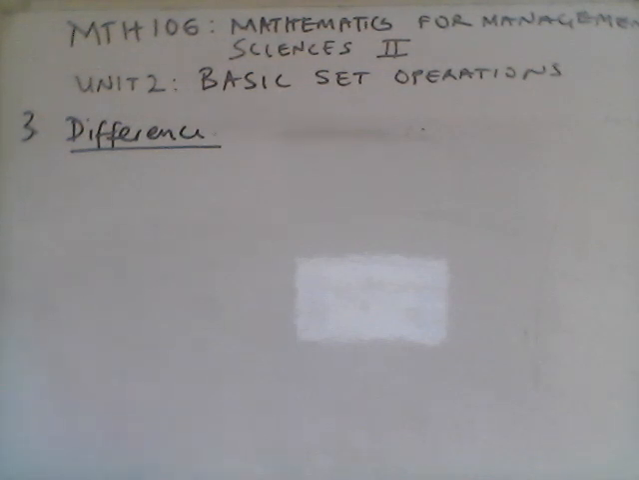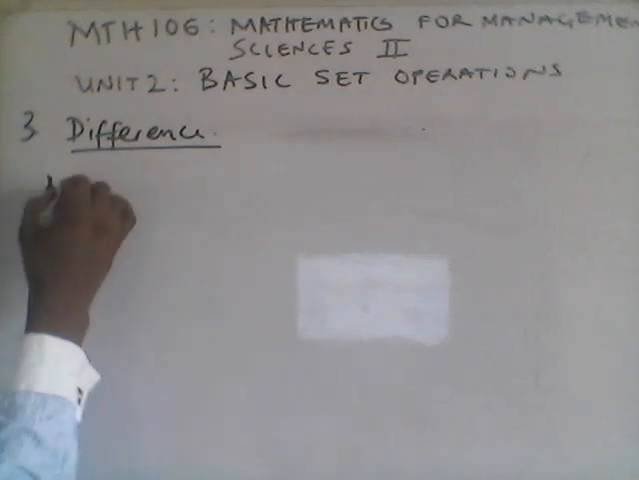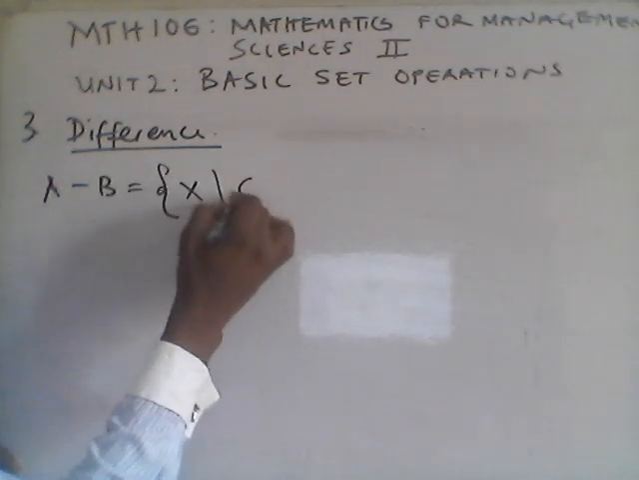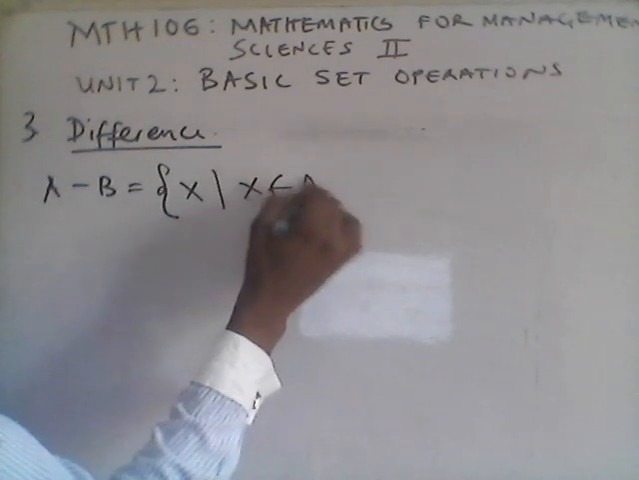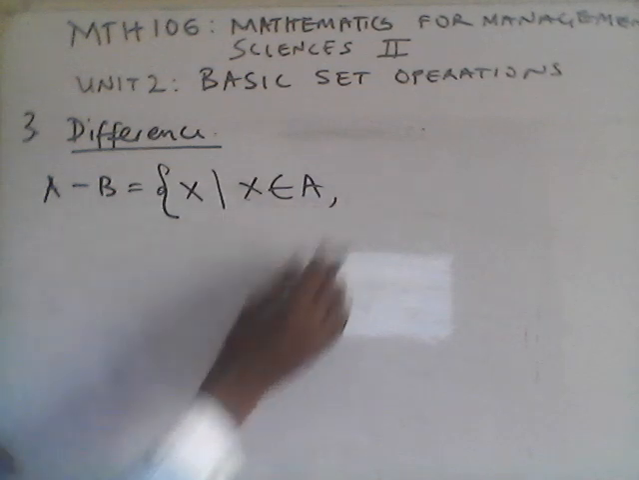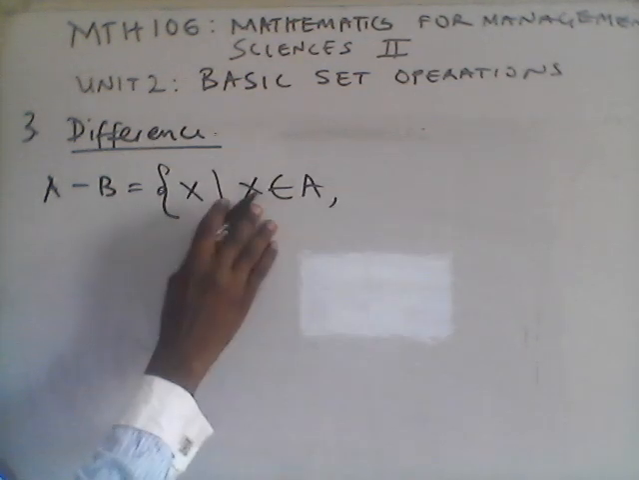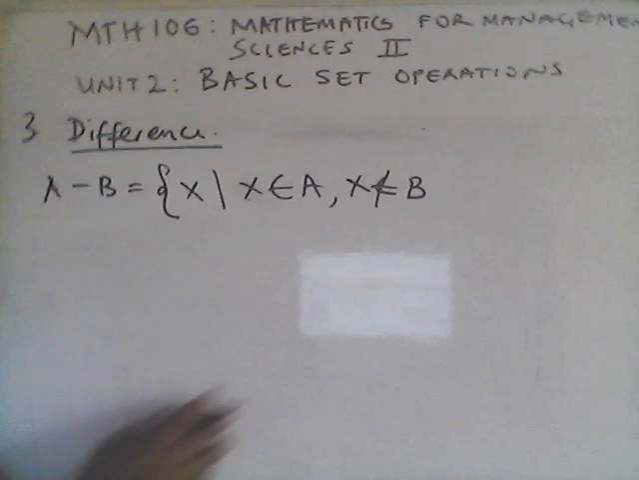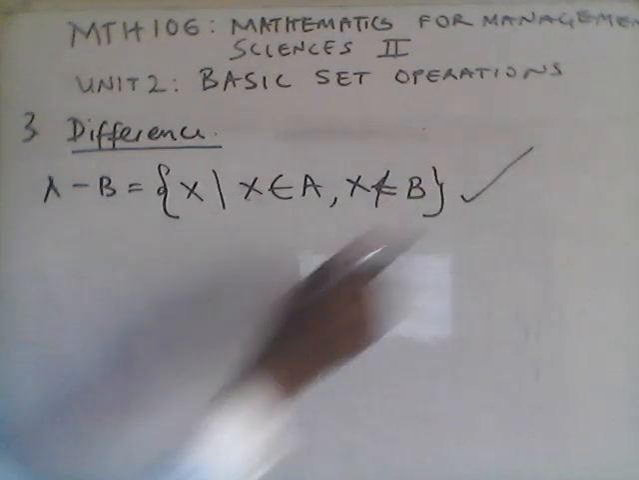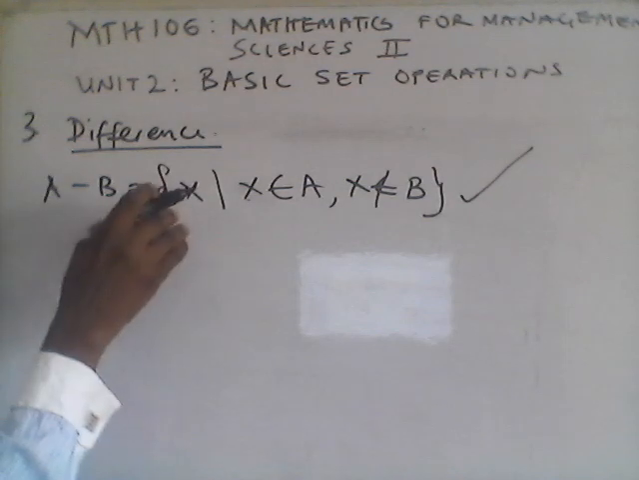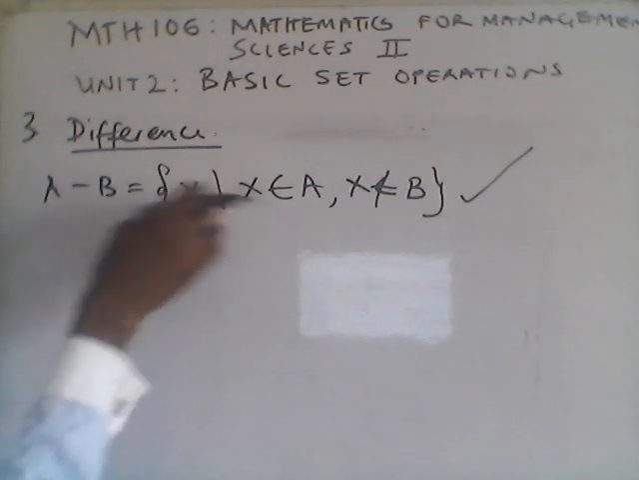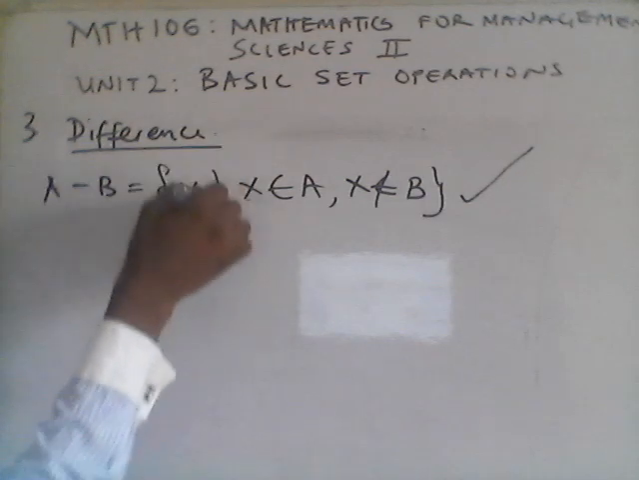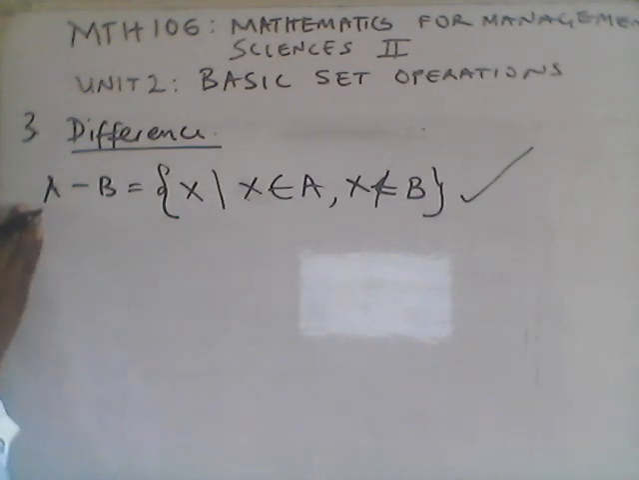Now the difference of A and B may be denoted like this. A difference B can be a set that contains elements X such that X belongs to A and, at the same time, X does not belong to B. So the difference is a set of X, where X can be any number of elements separated by commas, such that X belongs to A but does not belong to B.